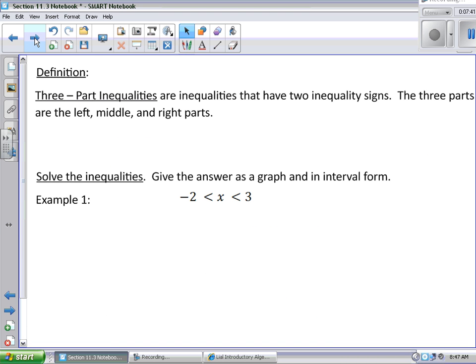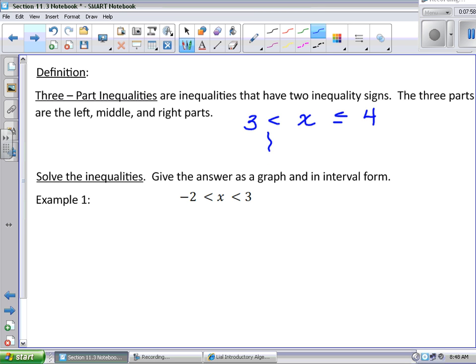Next, we're going to talk about three-part inequalities. Three-part inequalities are inequalities that have two inequality signs. So when you look at an inequality, 3 is less than x is less than or equal to 4, here we don't just have sides, we have three parts. We have the stuff on the left of the inequalities, the stuff in the middle of our two inequality signs, and the stuff on the right-hand side. So those are the three parts: the left, the middle, and the right.